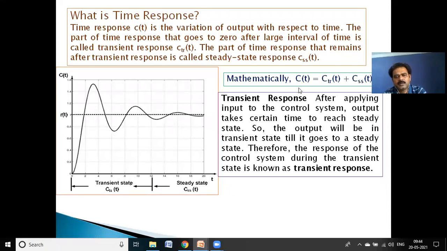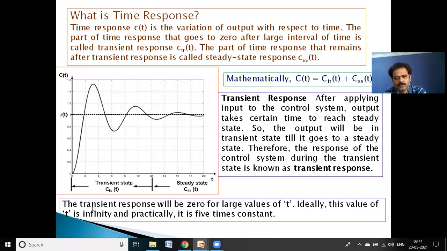So now the complete response is a combination of two responses. One is the transient response, the other one is the steady state response. Okay, so the transient response will be 0 for a large value of t. Ideally this value of t is infinity, and practically it is 5 time constants for any practical system. So the transient period will be up to 5 time constants. After that, it reaches the steady state value.